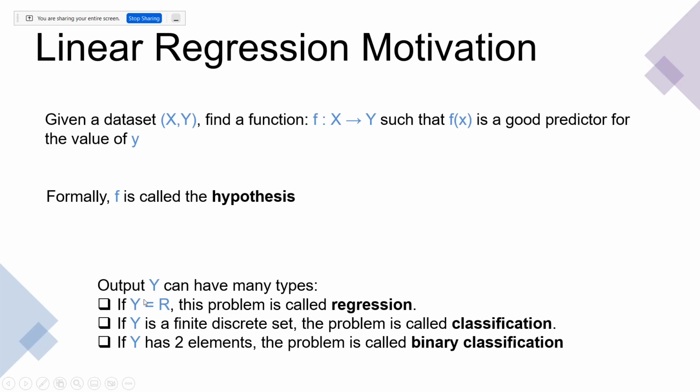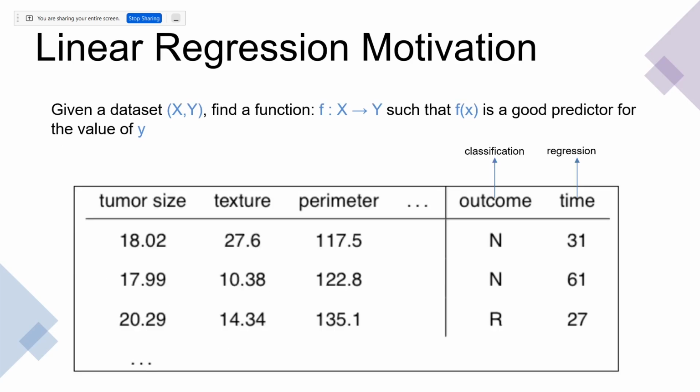Basically, if our prediction is a real value, then the problem is called a regression problem. If y is a finite discrete set, then the problem is called a classification problem. And if y has two elements, the problem is called binary classification. You don't need to understand the details of these definitions. We will have lectures for all of these definitions. But for today, we will be dealing with regression.